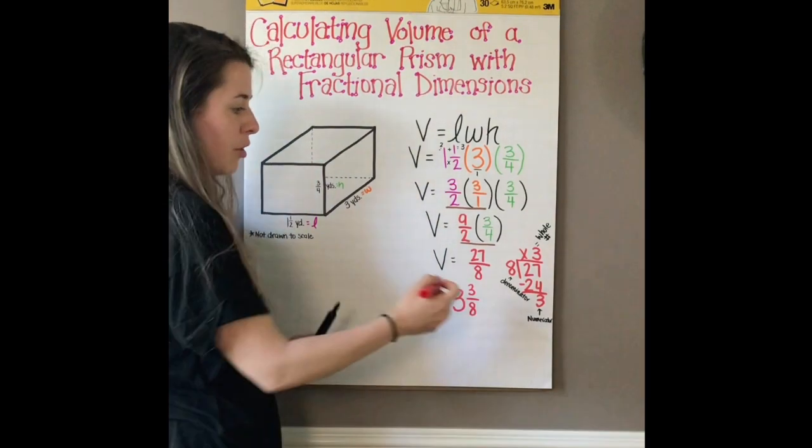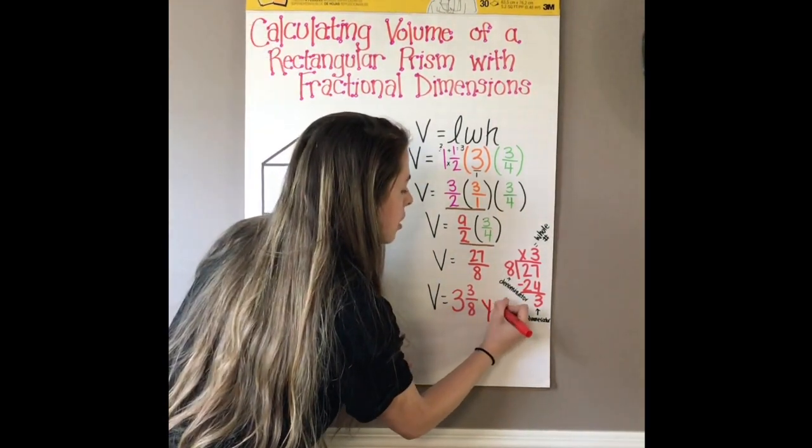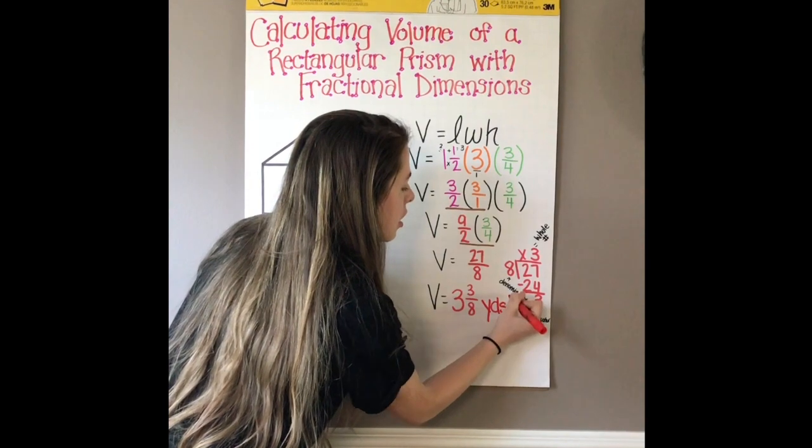So now when I label 3 3/8, I'm going to put the unit as yards cubed.